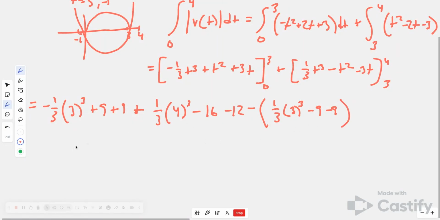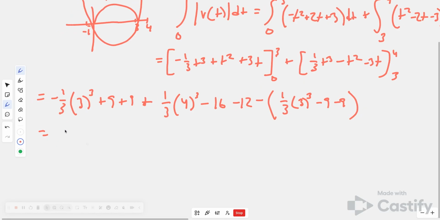And then now we just have to solve using basic algebra. This would be equal to -9 plus 9 again, so this cancels out. These cancel out. It's 9. And then 4 cubed is 64, so plus 64 over 3. Negative 16 minus 12 is negative 28. And then the inside part of this integral, these parentheses, would be negative 9 as well, because this cancels out with this, similar to the first step over here, and we get negative 9.